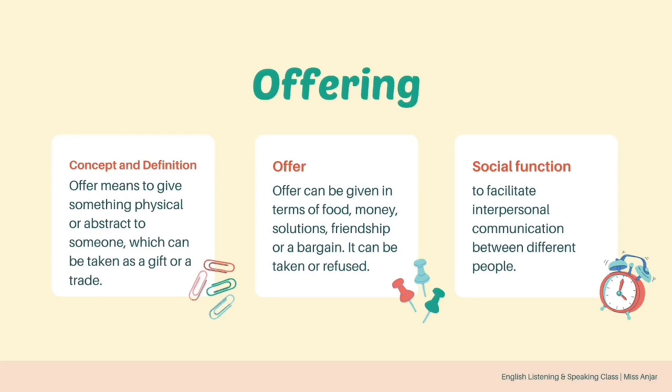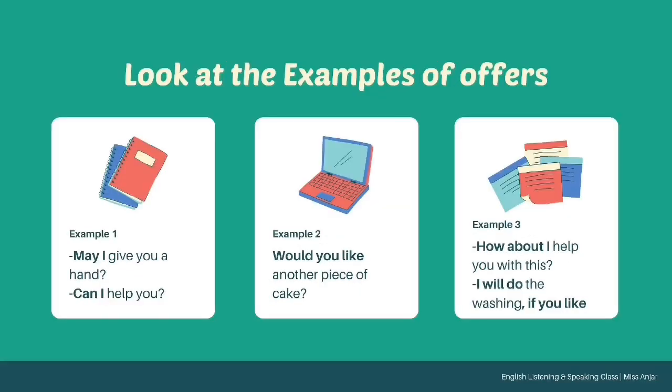Okay, now let's move on to offering. Offering means to give something physical or abstract to someone, which can be taken as a gift or a treat. So an offer can be in terms of food, money, solutions, friendship, or a bargain. It can be taken or refused. I think the social function is the same as with the suggestions, also to facilitate interpersonal communication between two people. Okay, so here we have the examples of offers.